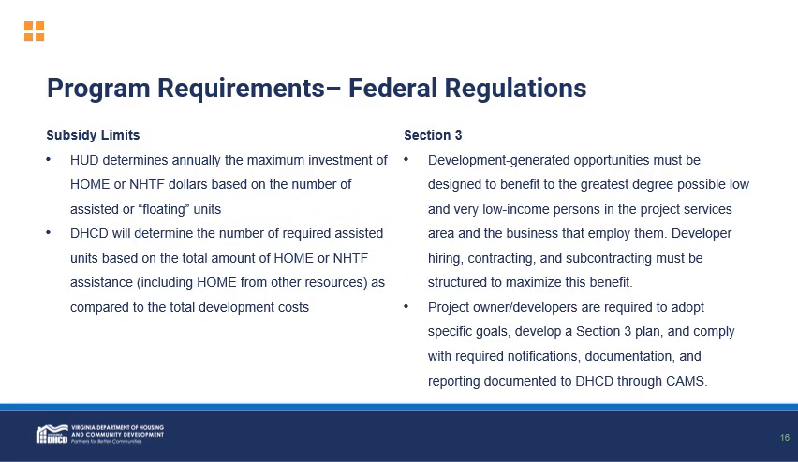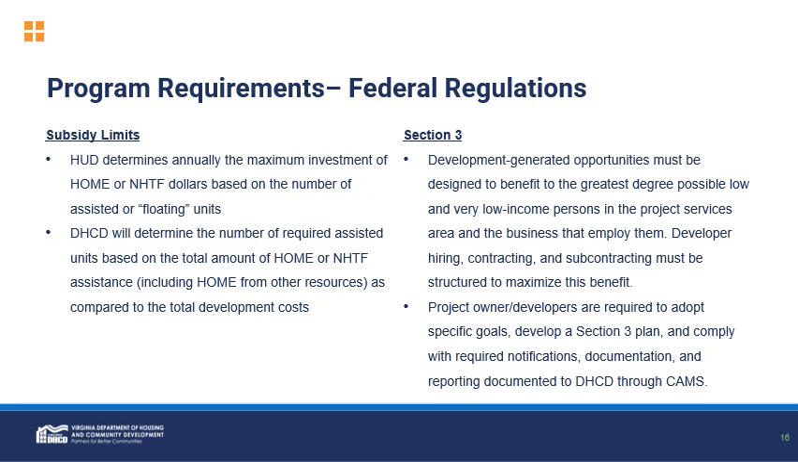There are also subsidy limits predetermined by HUD, which determine the maximum investment of HOME or National Housing Trust Fund dollars based on the number of assisted, or quote, floating units. So if you come in with 10 units in your project, DHCD might request that 5 of them be floating DHCD HOME units, for example. And we want to make sure that, based on the size and type of those units, the amount that we are giving you does not exceed the subsidy limit from HUD.